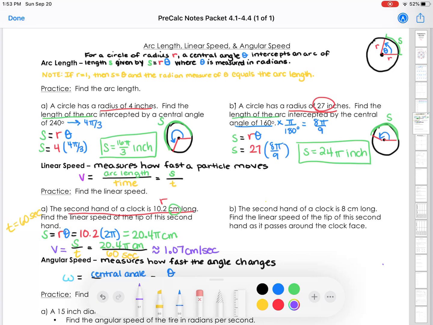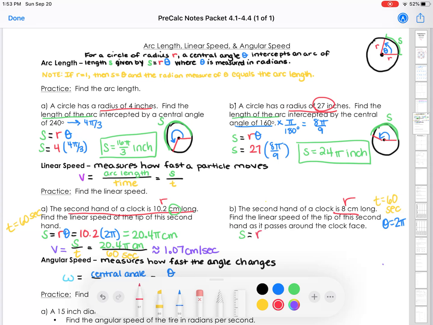All right, so here's another clock that's a different size. This clock is a little bit smaller, and it is only 8 centimeters for the second hand. So that gives us a radius of 8. Again, we want the linear speed. So again, we're talking about how the second hand moves. So our time is still 60 seconds because that's how long it takes to go completely around the circle. And again, our angle is 2 pi because we're talking about going completely around this circle. So we need our arc length first, and then we'll find our linear speed.